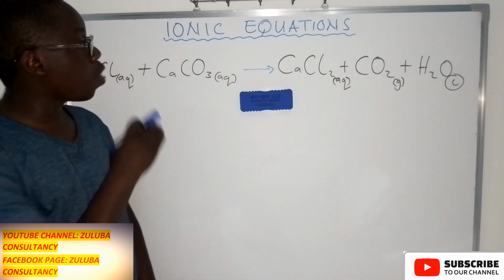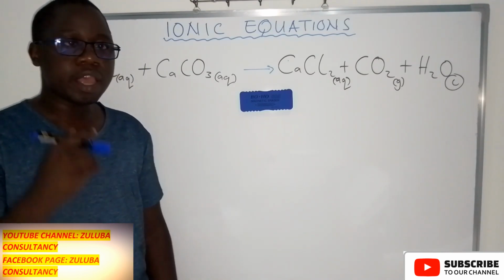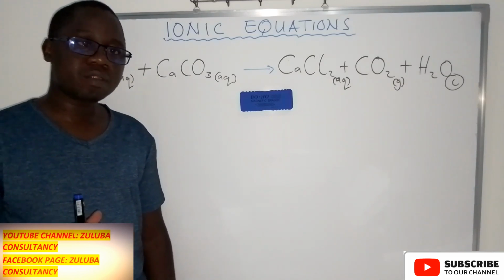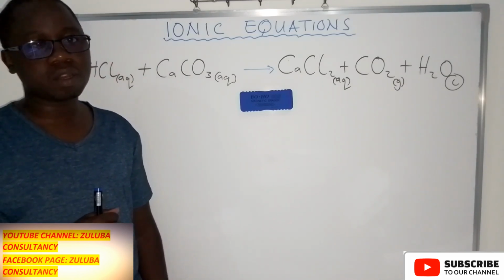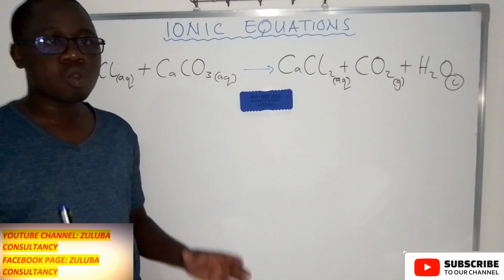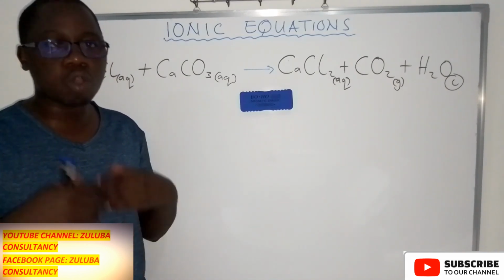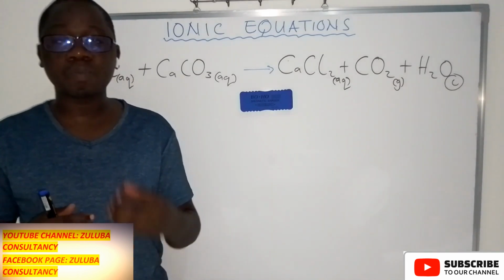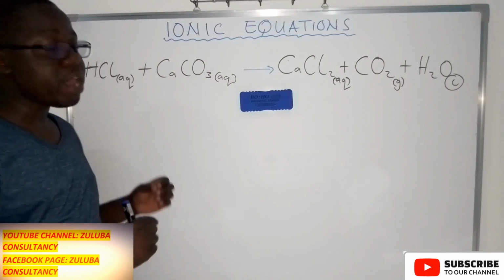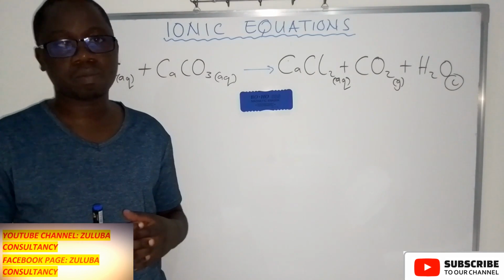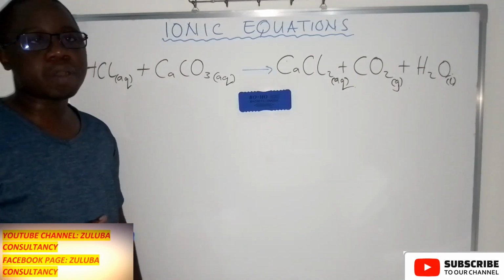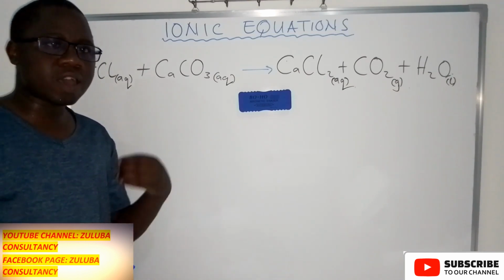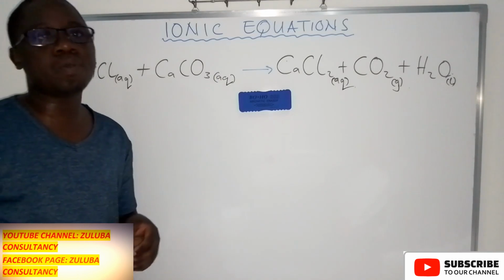The second step when you are writing an ionic equation is to split ionic compounds. Now this statement raises an important question. How do you and I know which compounds we should split? There are some guides that help you and I to know which compounds should be split. We only split ionic compounds that are soluble to form ions. Now, how do you know that this compound is soluble?